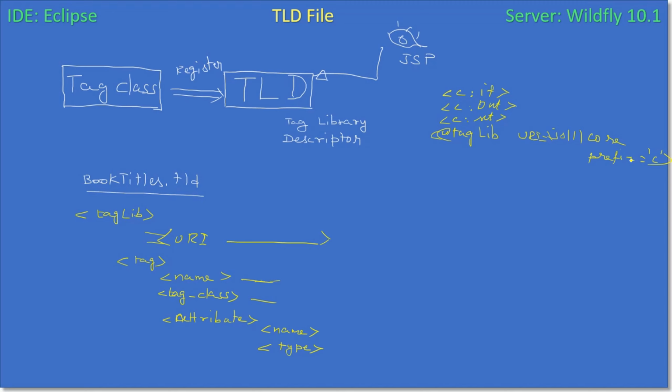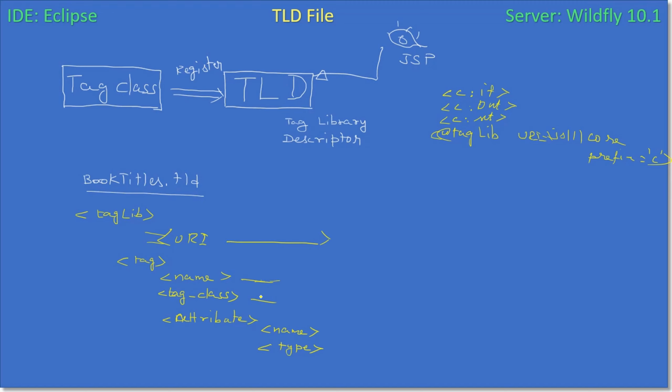So that's why I give a prefix C, and when I am referring, I will give this C. Similarly, if you see here, we define our own tag library. So in the tag lib, we will specify a URI tag. Name of the tag, we can give a name for the tag. Then tag class is nothing but the Java class which we defined in the previous video. Then attribute is nothing but the book title collection.